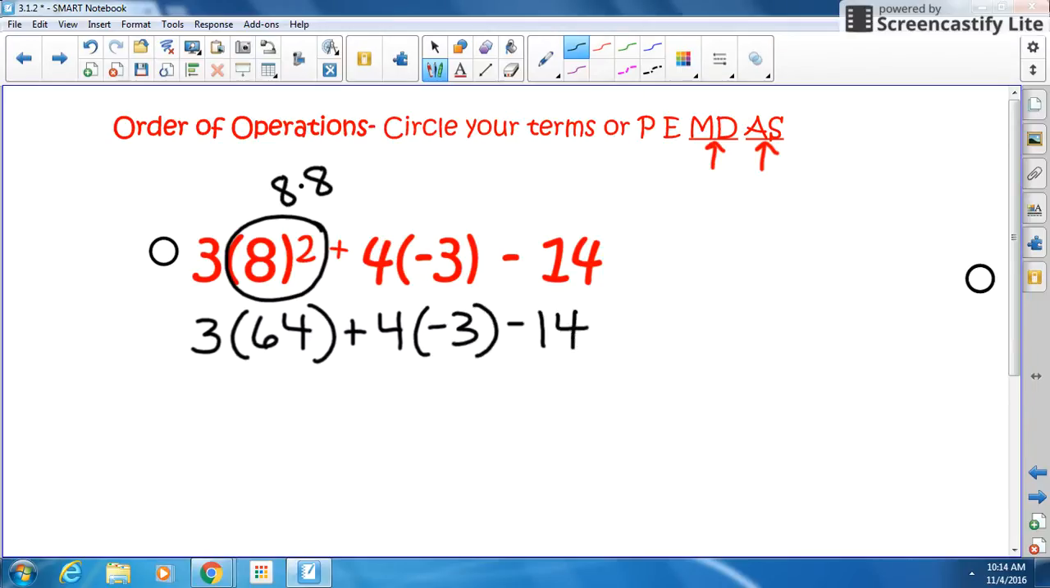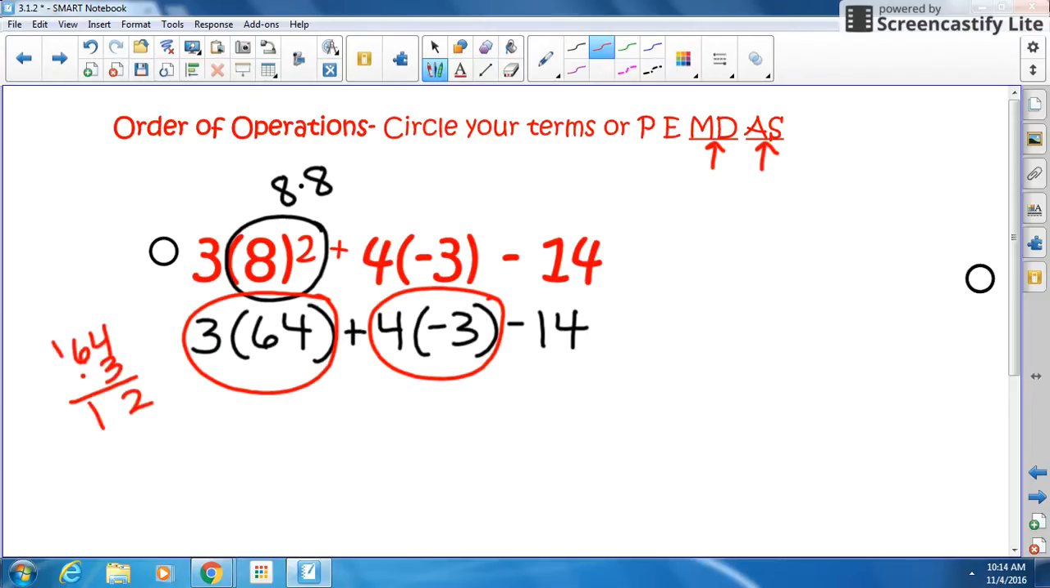Go back to PEMDAS. I am on multiplication or division. Once again, I'm going to circle my multiplication. I see multiplication here. I also see multiplication here. I have 3 groups of 64, which is 64 times 3, which is 192, plus 4 groups of -3. Well, 1 group of -3, 2 groups, 3 groups, 4 groups of -3 would be -12 minus 14. Now I have all addition and subtraction.